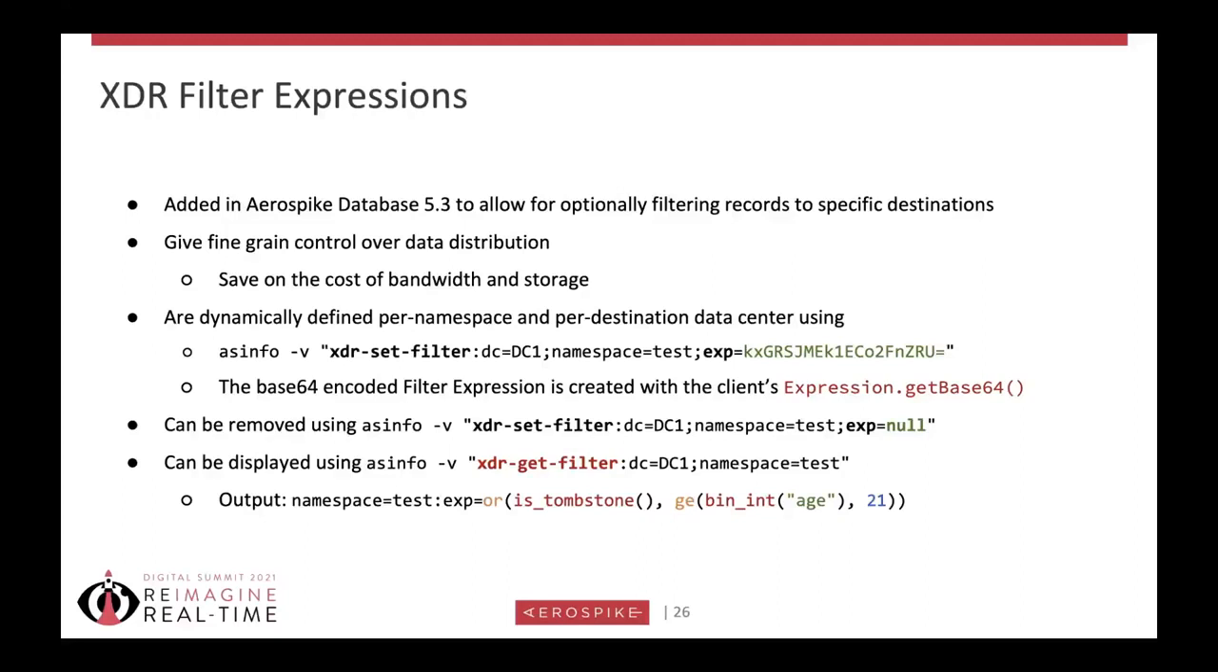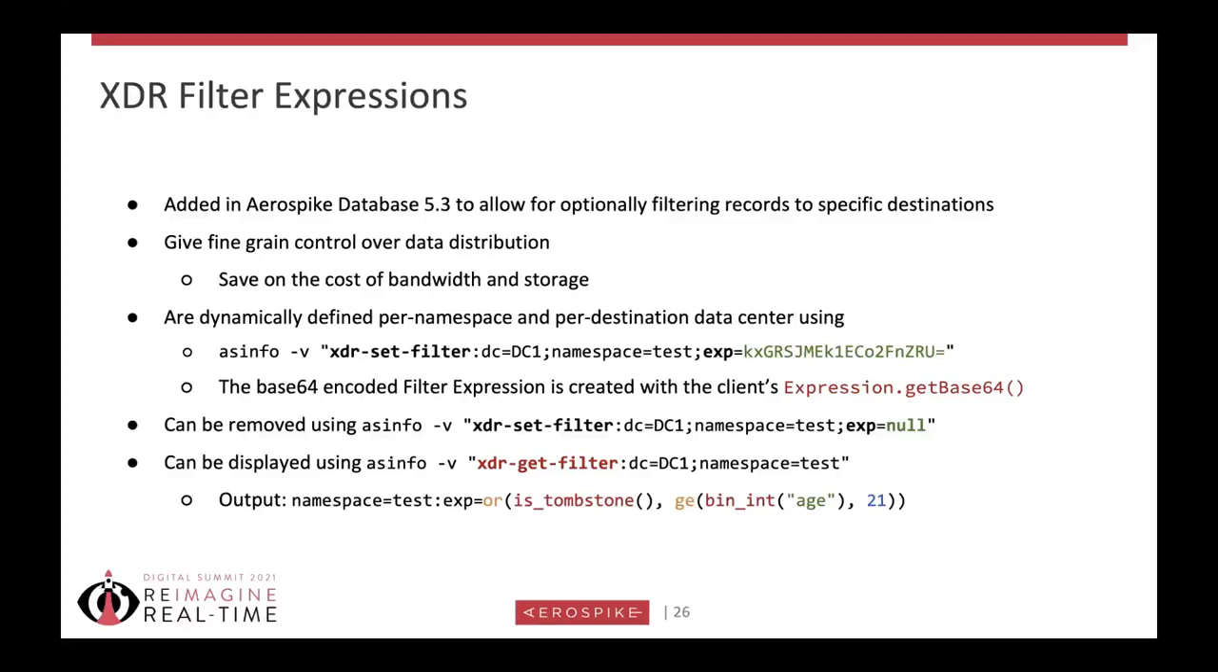using basically an info command. So there's an info command, XDR set filter, and you give it the expression as base64 encoded. All the clients, or most of the clients, should have the ability to convert an expression to base64. For example, in Java, this is what I'm displaying. So I just showed you how you set it on a DC for a specific namespace. And you can also remove it by just assigning null instead of a base64 encoded expression.